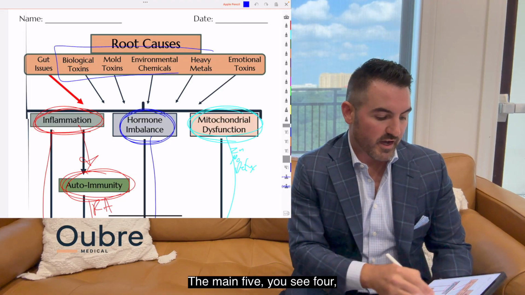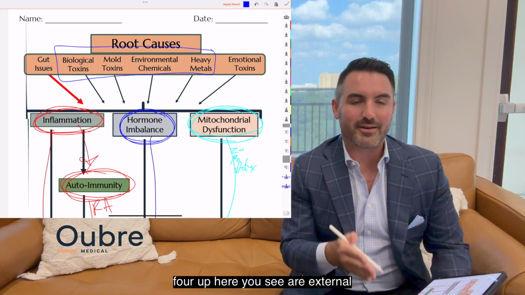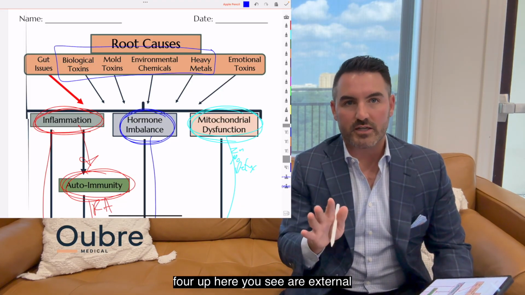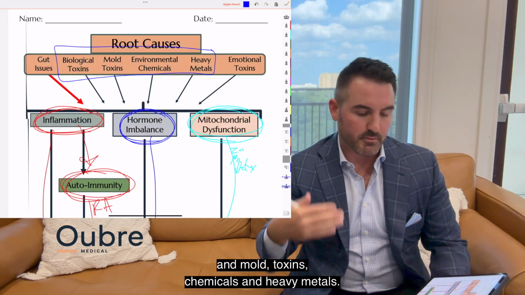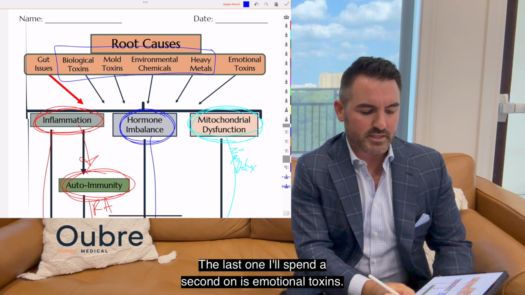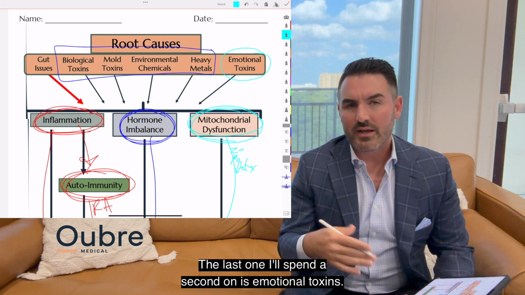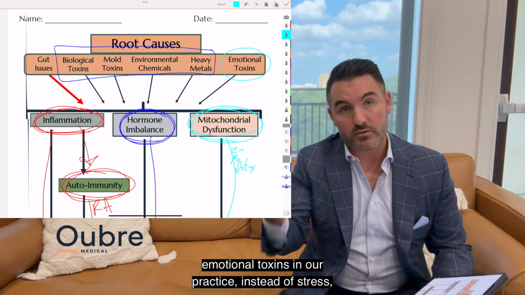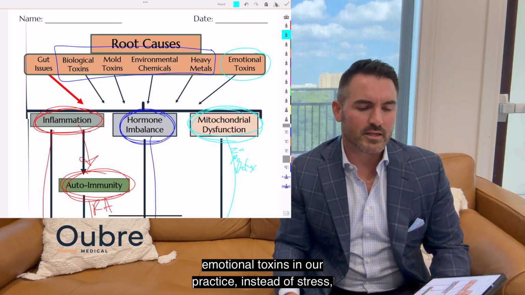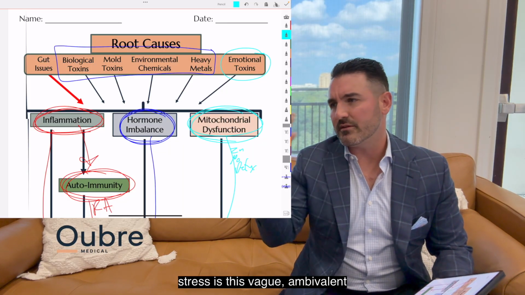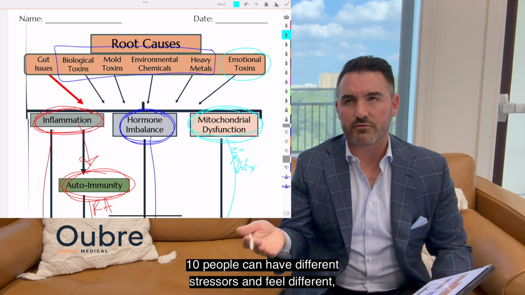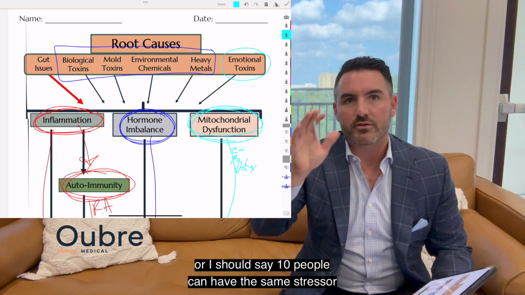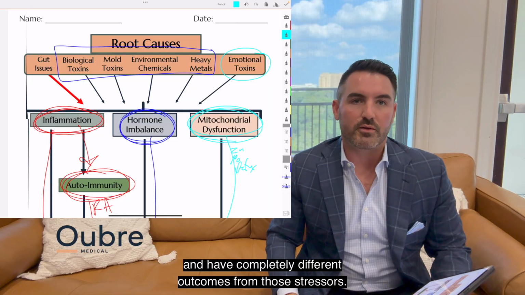The main five you see, four up here, are external toxins that you can measure. So we can measure biological toxins and mold toxins, chemicals, and heavy metals. The last one I'll spend a second on is emotional toxins. We like to call them emotional toxins in our practice instead of stress. Stress is this vague, ambivalent, and confusing thing that 10 people can have the same stressor and have completely different outcomes from those stressors.